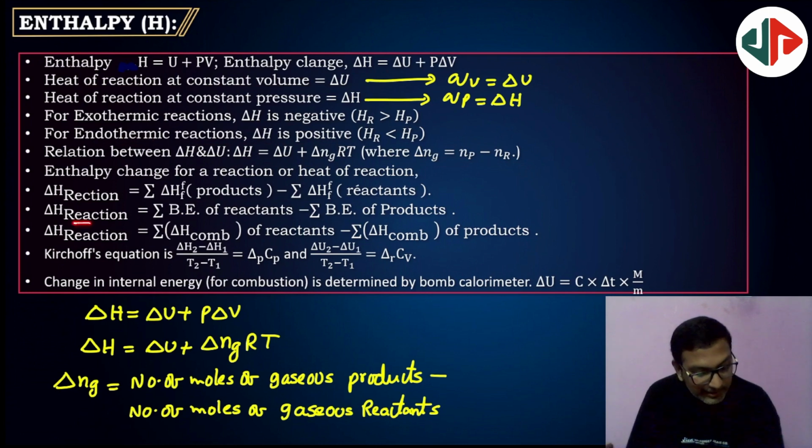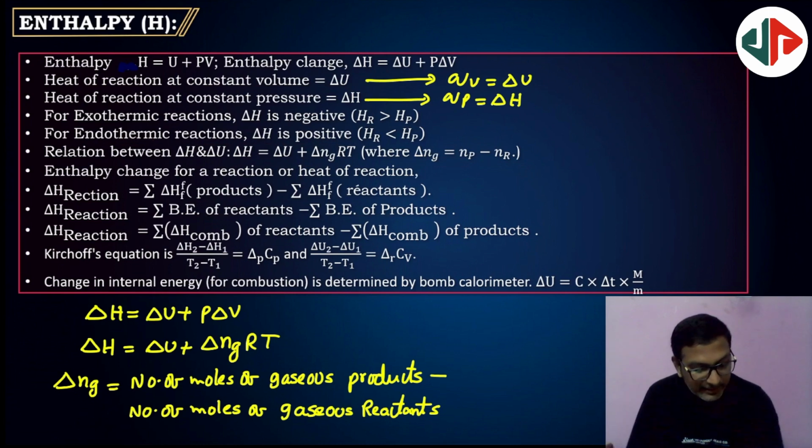If bond energies are given, delta H equal to bond energies of reactants minus bond energies of products. Next, in case of combustion, delta H, change in enthalpy of combustion of reactants minus change in enthalpy of combustion of products. In case of bond energies and heat of combustion, we can write reactants minus products. Remaining cases, products minus reactants.